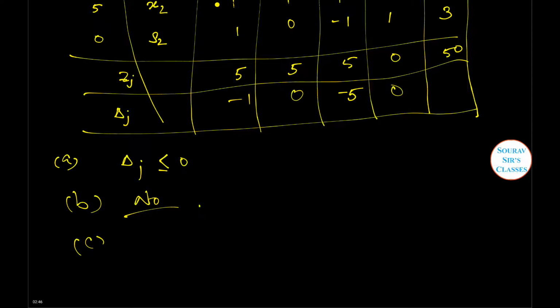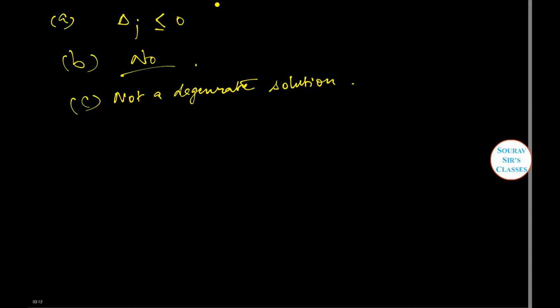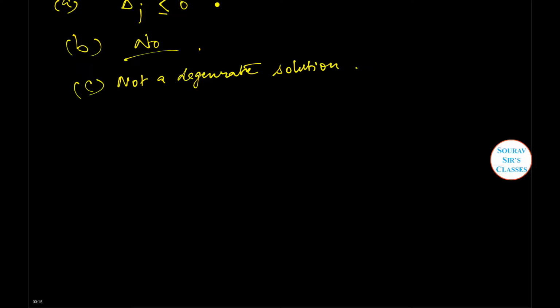Now move on to the third question. The third question they have asked is, is the solution degenerate? And clearly the answer is no. The solution is not degenerate because none of the basic variables has the 0 value. Number 3 done. The fourth question they are asking is whether the solution is feasible or not.